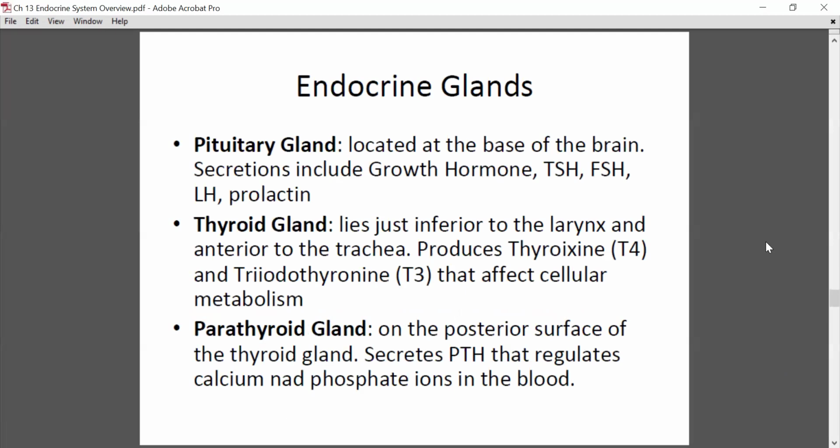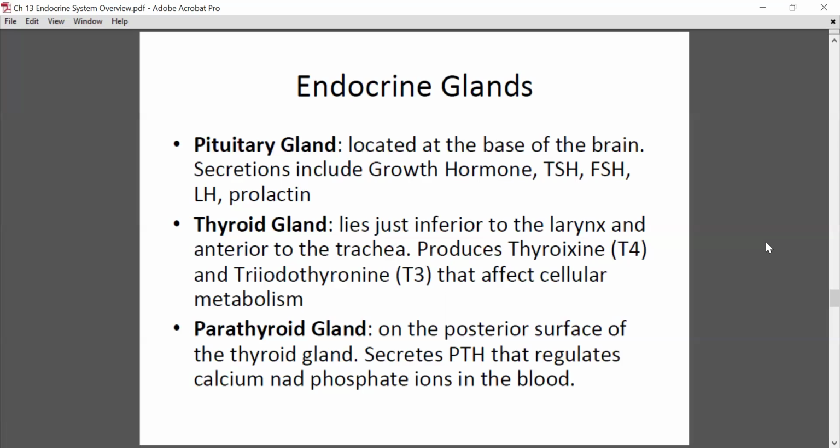The pituitary gland is located at the base of the brain. The pituitary gland will secrete growth hormone, TSH, FSH, LH, and prolactin. Yes, you need to know all the hormones. So, growth hormone, we already talked about that one. Growth hormone secreted by the pituitary gland is going to cause the bones and other cells in the body to grow. That's why it's called growth hormone.